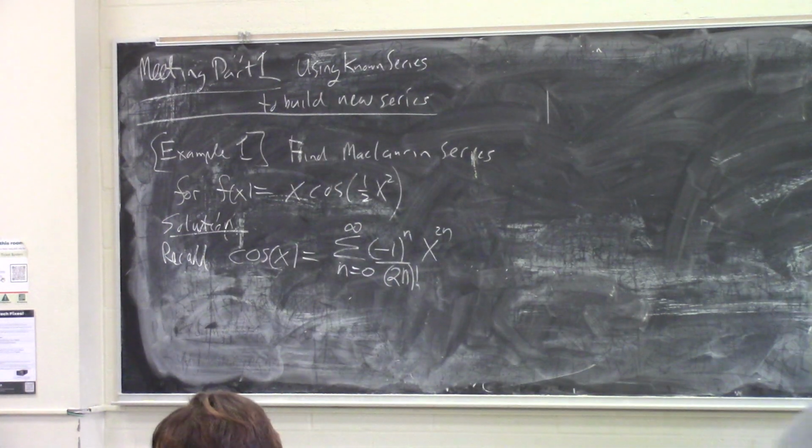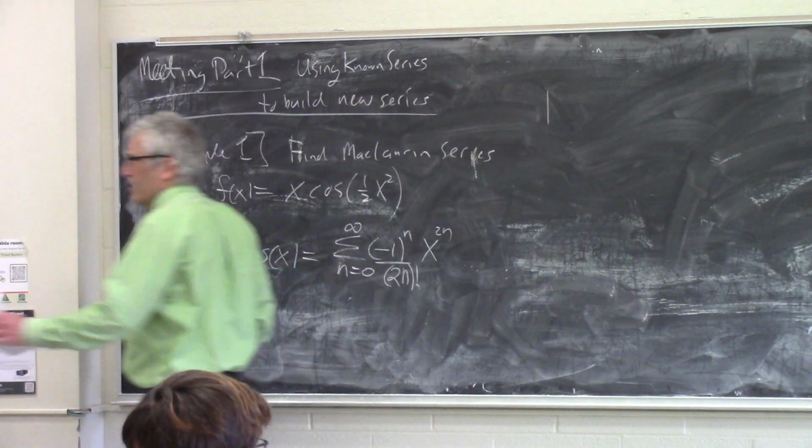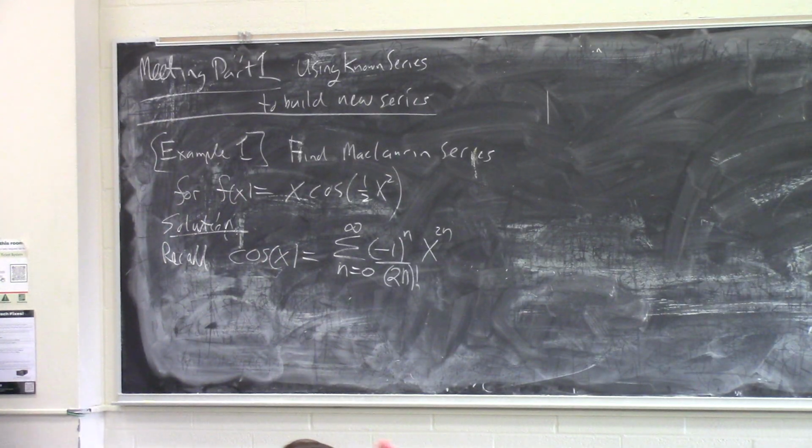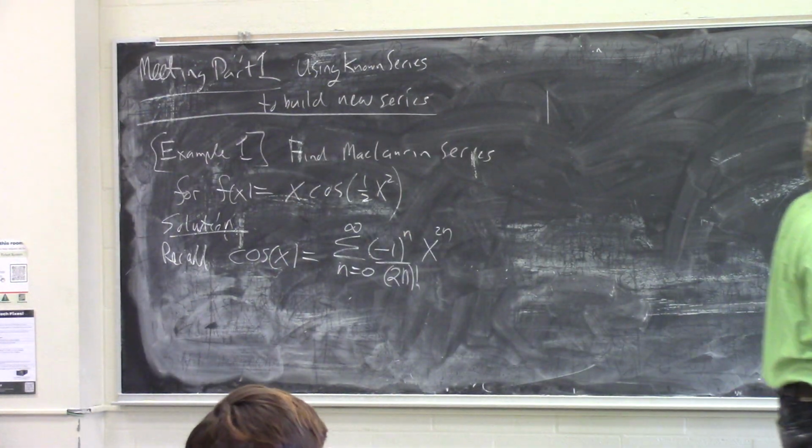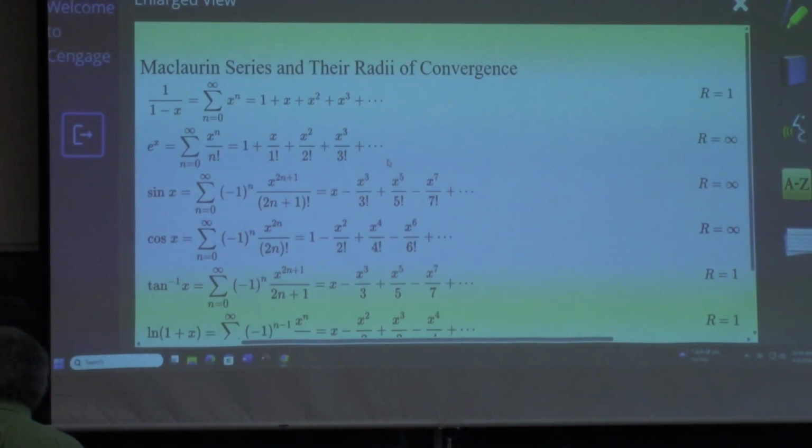Now, how do we get that? Well, we know how we got it. We derived that one. But the idea is for these problems, you're supposed to use a list of known Maclaurin series. So there we go. There's our Maclaurin series for cos x.